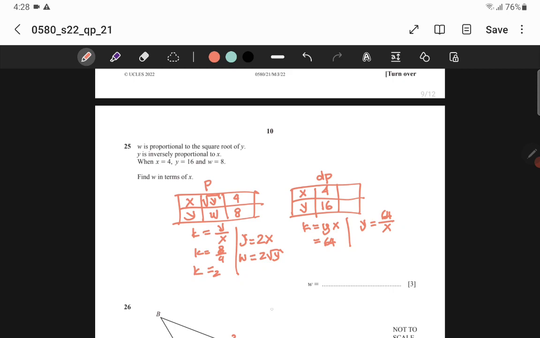Okay, so after that we combine it. Oh, this one is very interesting. We combine it because we need to find w in terms of x, right? Right now there is no x. The x is over here, but we know y is 64 over x, right? So we combine it, and w becomes 2 square root of 64 over x. So w will be 2 times square root of 64 times 1 over x. 64, wait, 8 squared, right? So w will be 16.